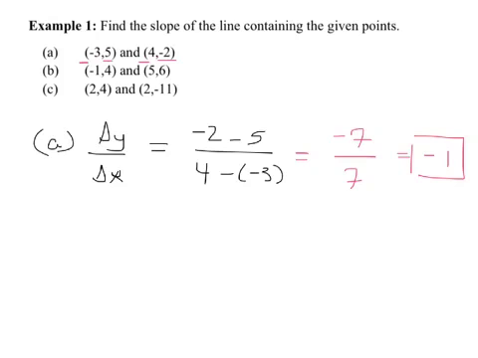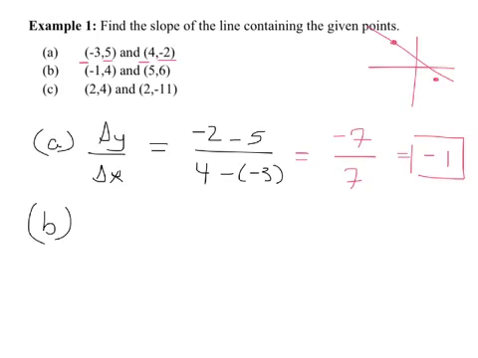So clearly for this first example in part A, the slope is negative. And I can check that mentally if I draw a quick mental image. Negative 3, 5 is somewhere up here. 4, negative 2 is somewhere down here. This has got to be some sort of a negative slope.